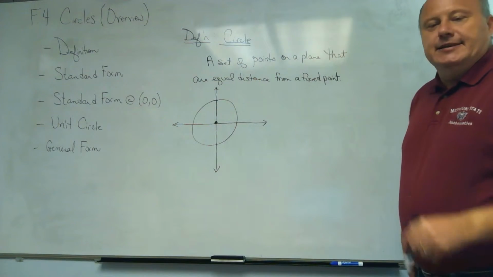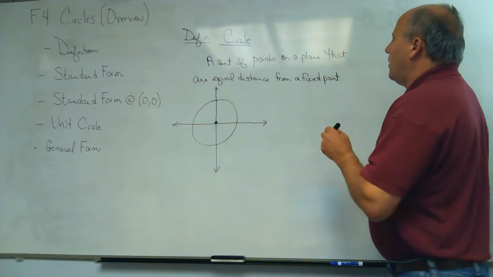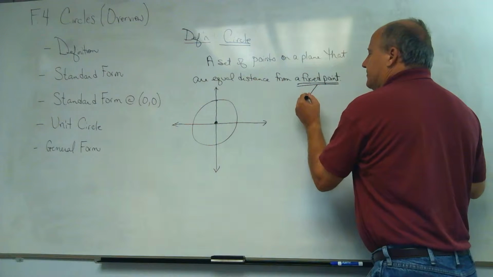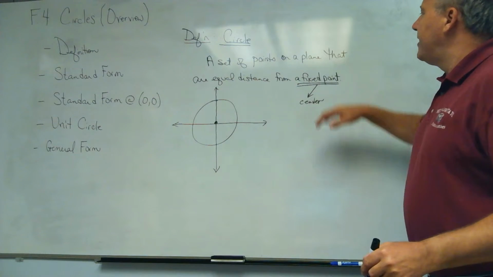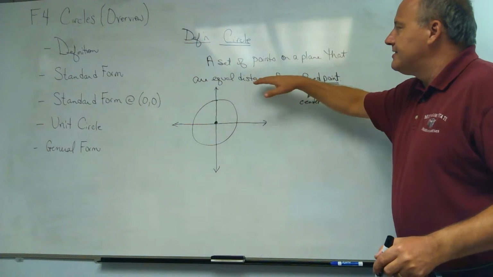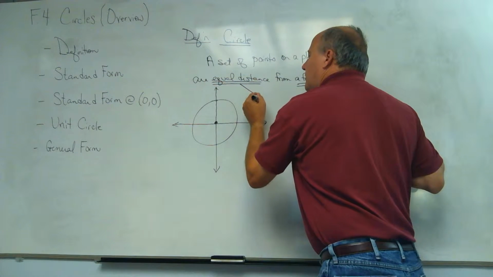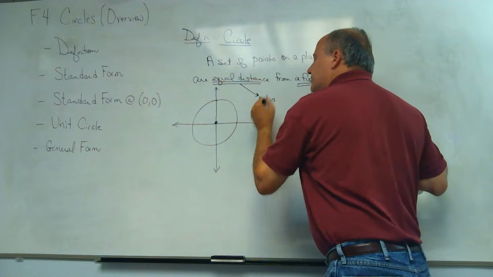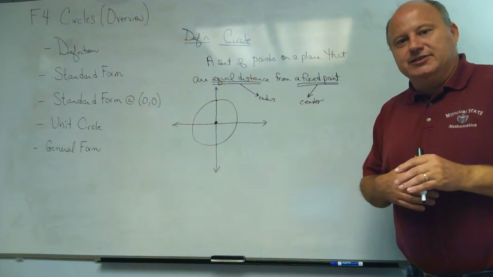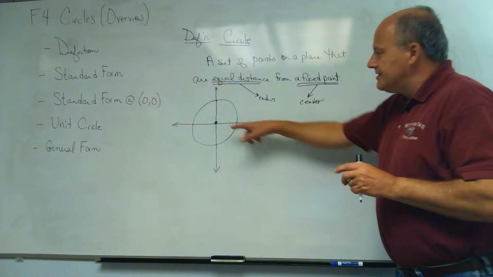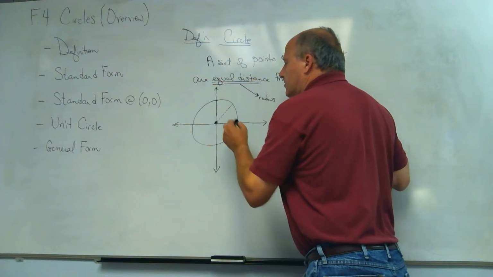And this set of points itself is actually a circle. The point that's the fixed point that I kept referring to is what we call the center. It's the center of the circle. Okay? And it's the set of points that are equal distance. That equal distance is called the radius. So that's some kind of diagramming what the definition is. So this is the center, and the distance to a point on that circle is called the radius.